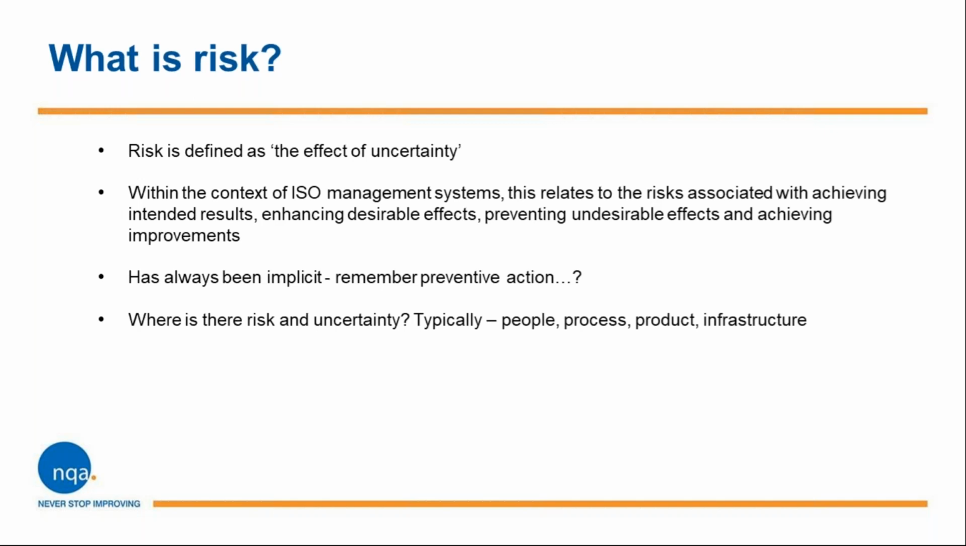Really, what you've got to look at within your management system is where there is risk and uncertainty. And from my experience, typically that sits around four main areas. Obviously this isn't an absolute list, but it's worthy of consideration. And that's around people, the process, the product itself, or indeed the infrastructure and the environment that you're working in. All those four key areas can have risks associated with them.